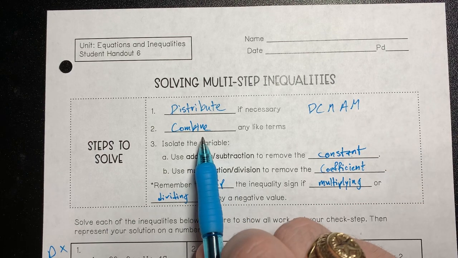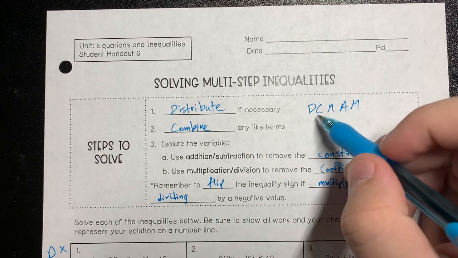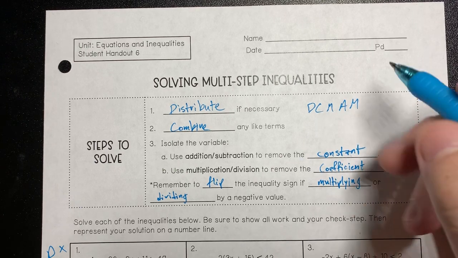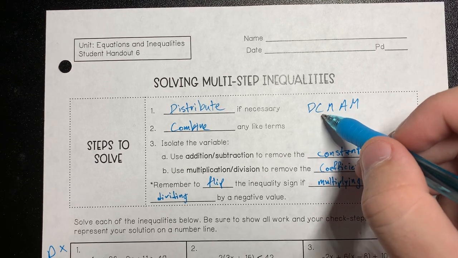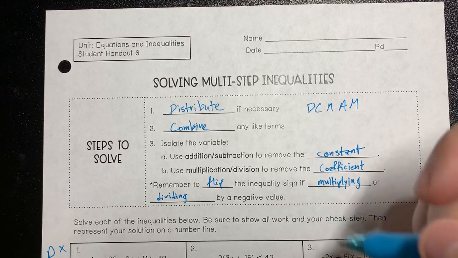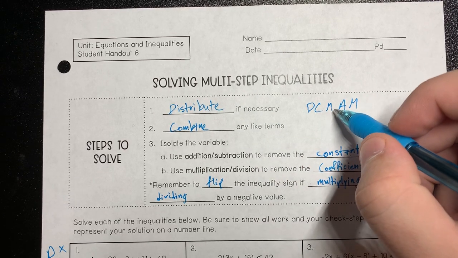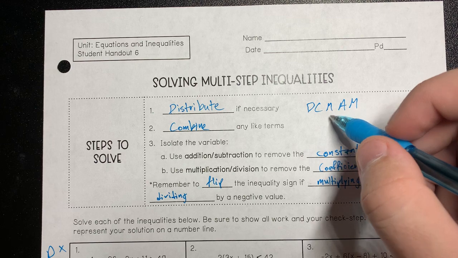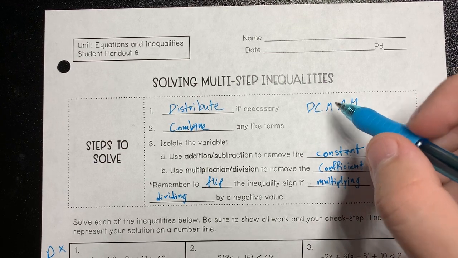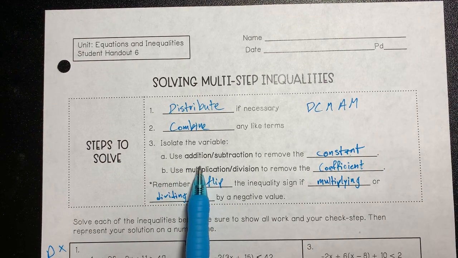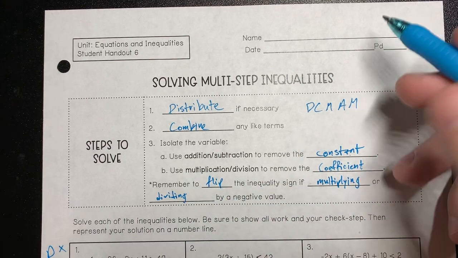Our second step is to combine any like terms. So that's that C right here, right? So we have to combine any like terms that are on either side. And then because we're working with multi-step instead of with variables on both sides, we're not going to have to move any variables because our variables are only going to be on one side for right now, but we'll touch on that next video. So our third step is then to use the addition or subtraction to remove the constant.